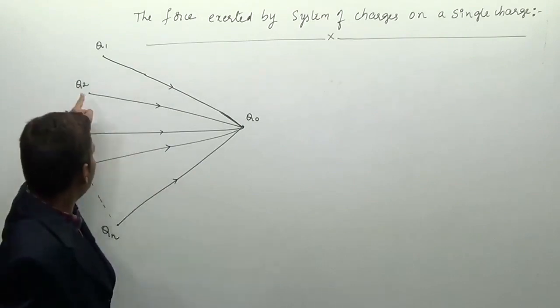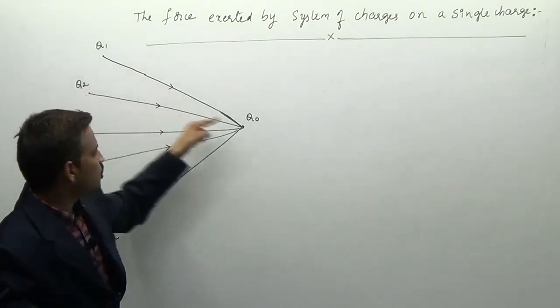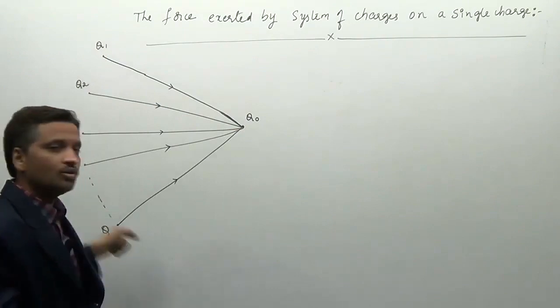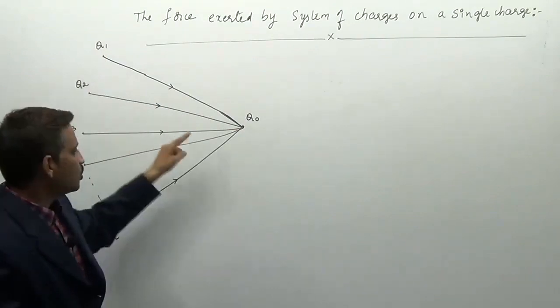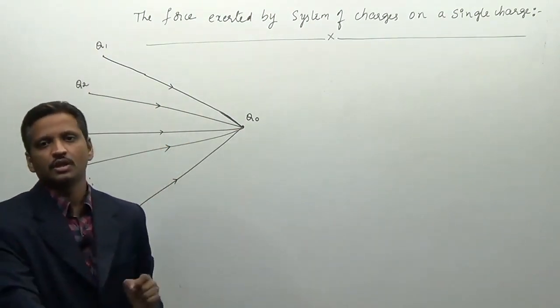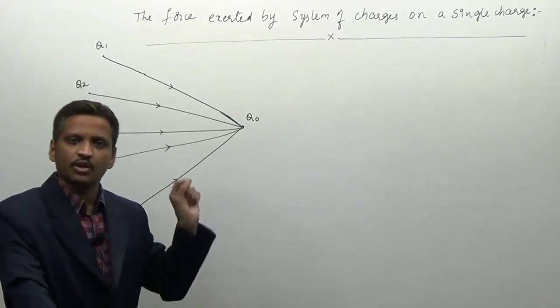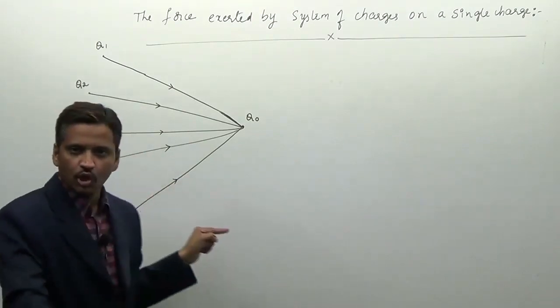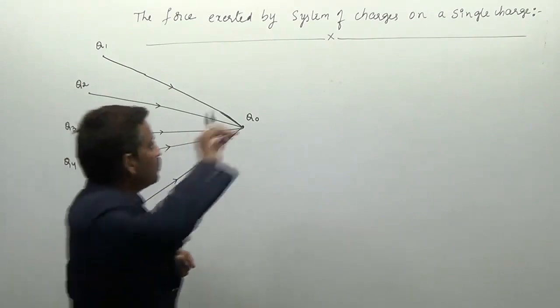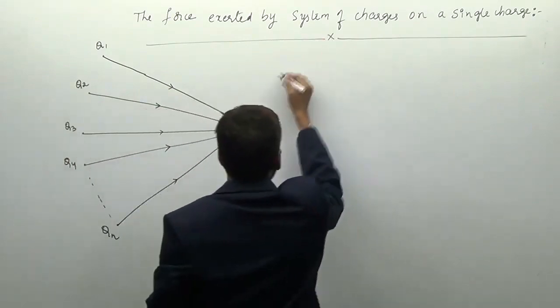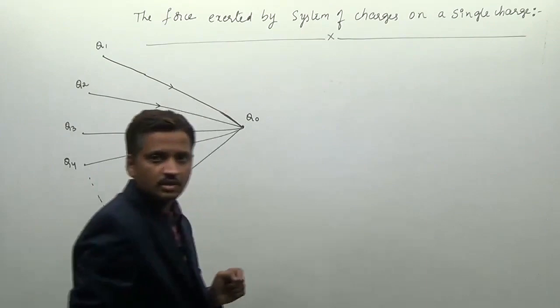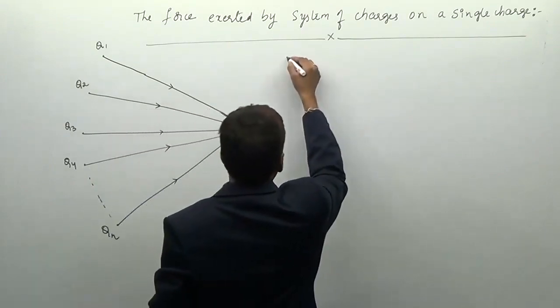Next, when you are measuring the force exerted by Q2 on Q0, think that Q1, Q3, Q4 are not present. Only Q2 and Q0 are there, and you are able to measure the force exerted by Q2 on Q0. Similarly, we can find out all other charges. That means to find the force on Q0 by a system of charges, we have to apply the superposition principle.